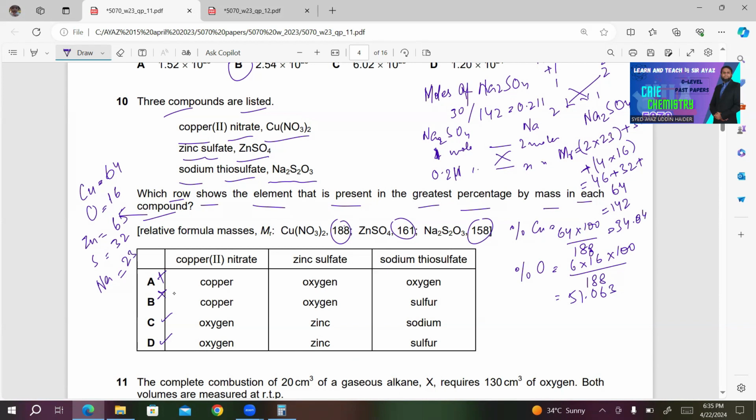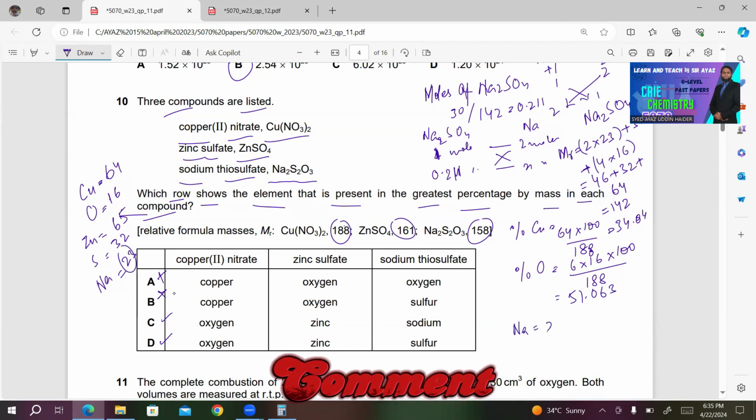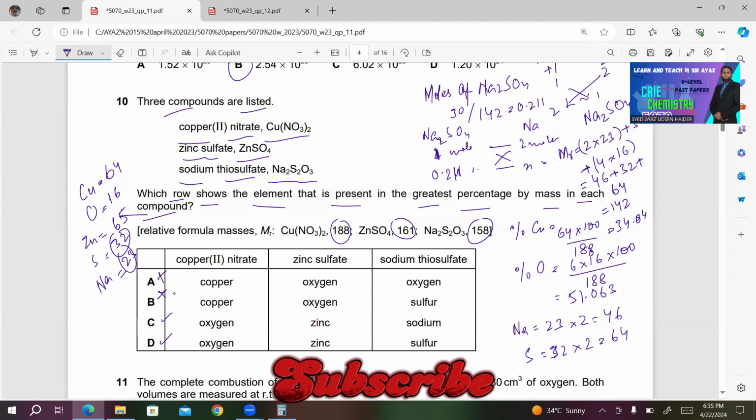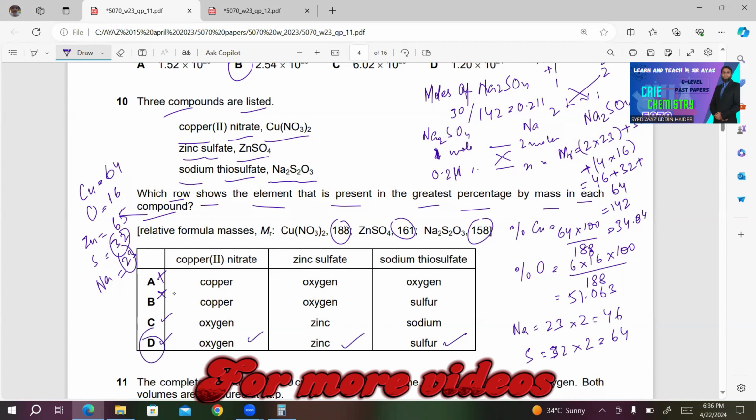If you look at the formula of sodium thiosulfate, it is Na2S2O3 and AR of Na is 23. You need to multiply it by 2. So for Na, 23 multiplied by 2 gives 46. What about sulfur? Here you also have sulfur. It's 32. So 32 multiplied by 2 because there are 2 atoms of sulfur in it, and you will get 64. So obviously sulfur must be present in the large percentage. So D must be the right answer in this case.